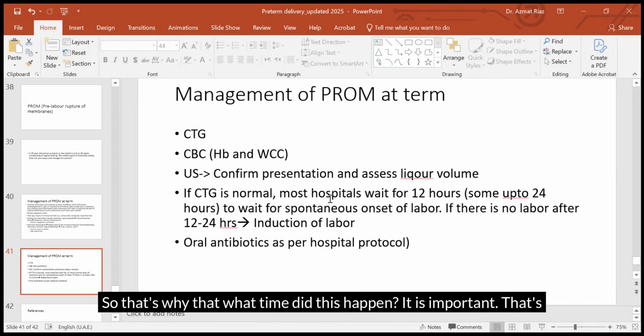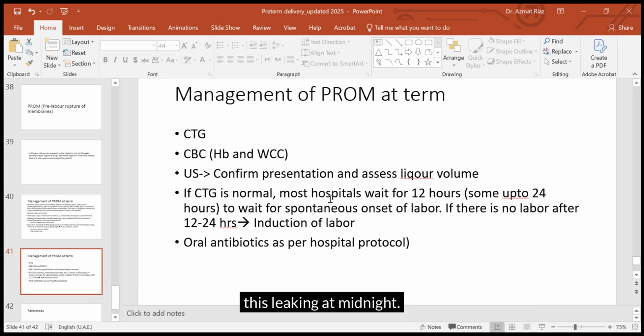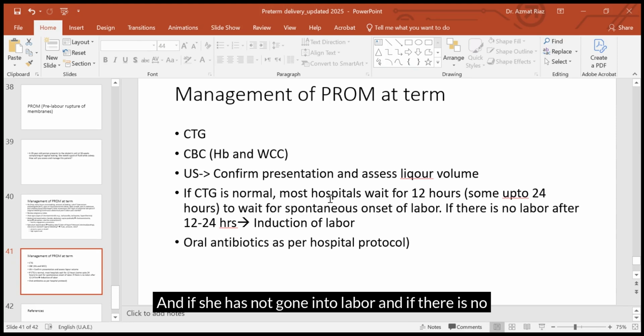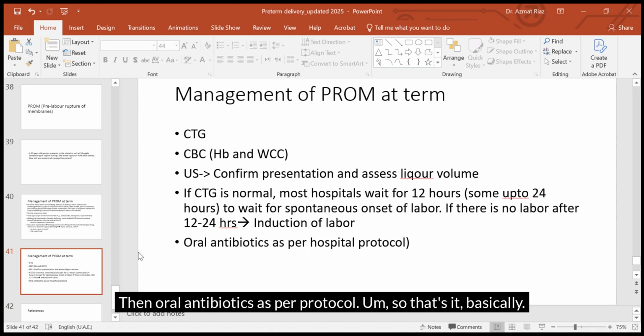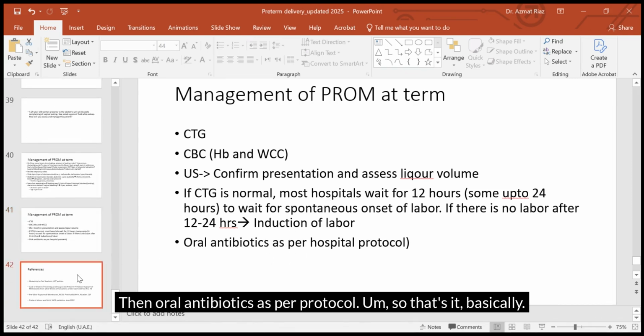So the time at which this happened is a very important question. But in most hospitals here they wait just for 12 hours. If a patient comes at midday, for example, but says she noticed the leaking at midnight, then it has already been 12 hours. If she has not gone into labor and there is no contraindication, you can just start induction of labor. Or if it's a breech and she's a primigravida, then just perform a C-section. Then oral antibiotics as per protocol.